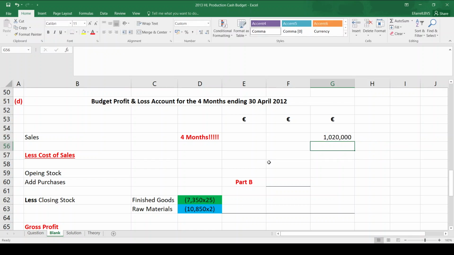So that comes to 1,020,000. Then we have to take away the cost of sales. Opening stock will be 0 because the company was only set up, there's no stock coming forward. My purchases figure I am going to get from Part B.